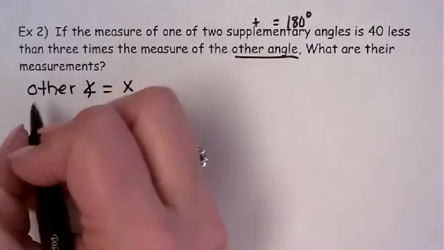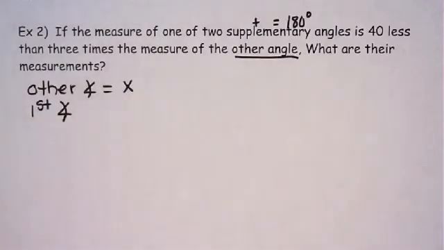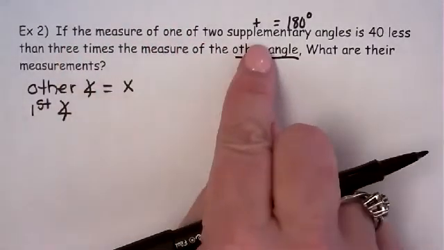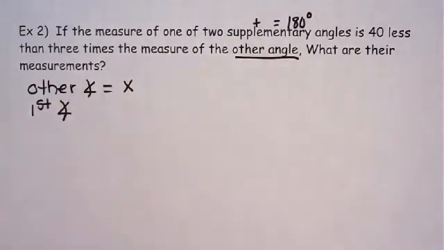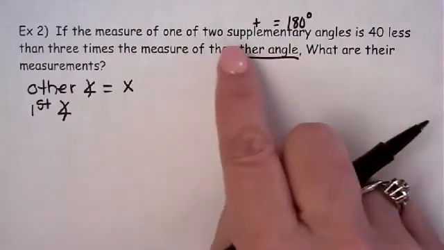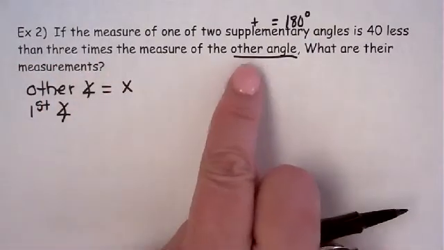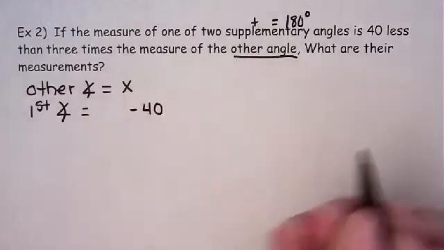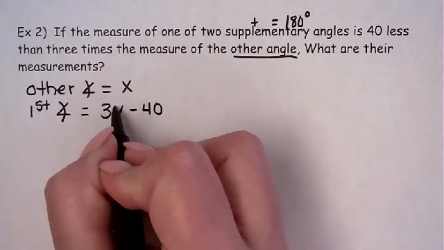For lack of a better name, I'm going to call the one I'm going to add to it the first angle, because up here it said one of two supplementary angles. The reason I use the word first is only because it was the first one it talked about. Now, this angle is going to be 40 less than 3 times the measure. Well, we know 40 less than means to take away 40. What are you going to take it away from? 3 times the measure, so that's going to be 3x.